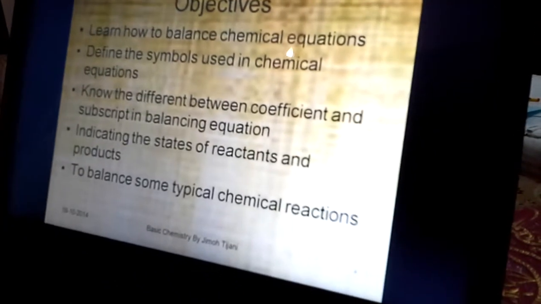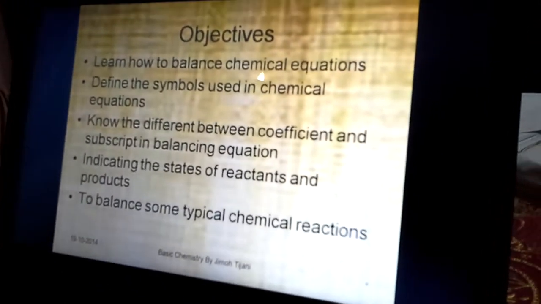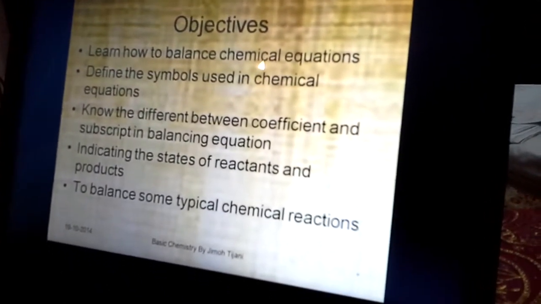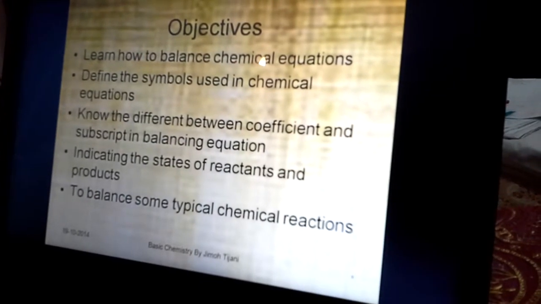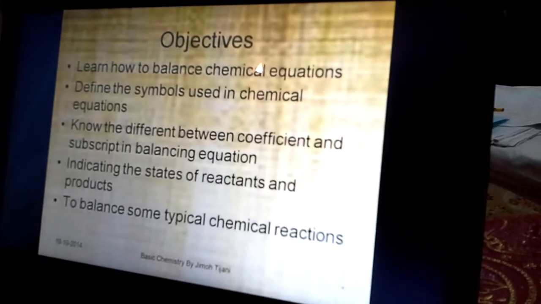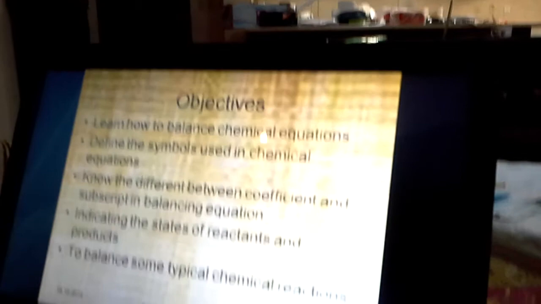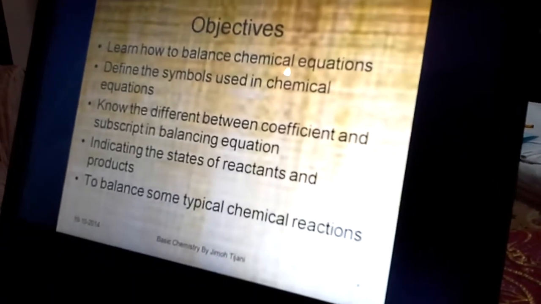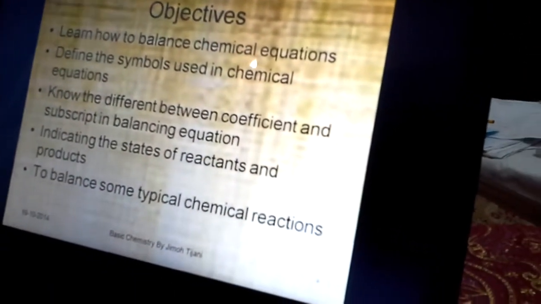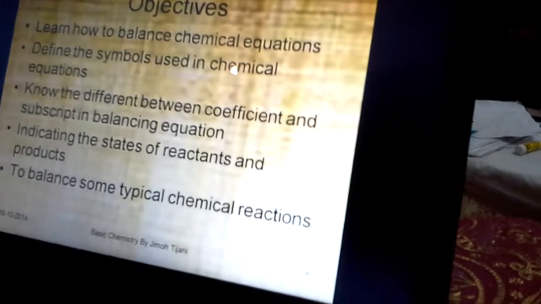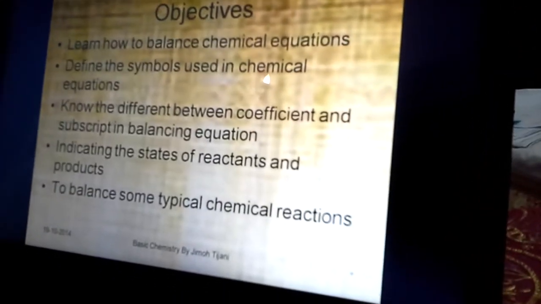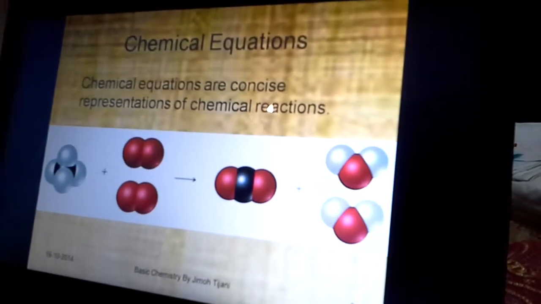The objective of the presentation: to learn how to balance chemical equations, to define the symbols used in chemical equations, to know the differences between coefficients and subscripts in balancing chemical equations, to indicate the state of the reactants and products, and to balance some typical chemical reactions.